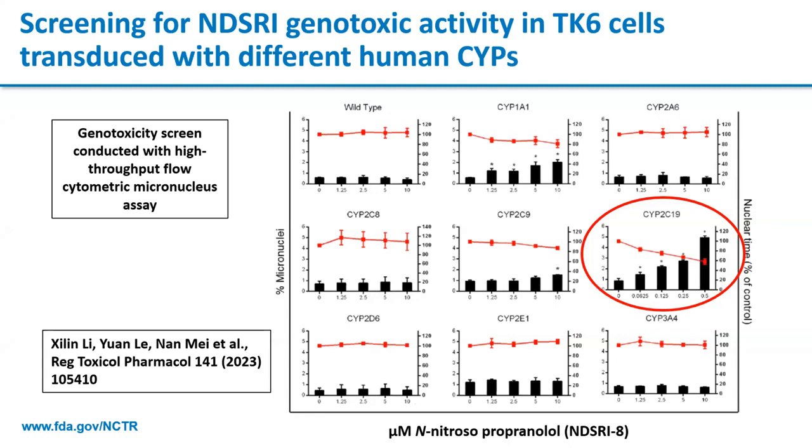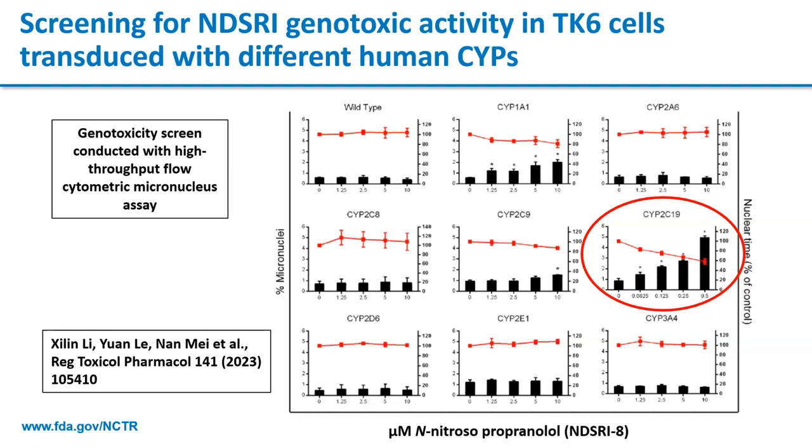What I wanted to show you in this presentation are some data from an NDSRI. It's N-nitrosopropranolol, which was listed as NDSRI 8 in the table with Ames results that I showed previously. It was the one that showed both direct acting and S9 mediated activity in the Ames test. This figure on the slide was taken from a paper that just was published in Regulatory Toxicology and Pharmacology, and the references at the bottom left.